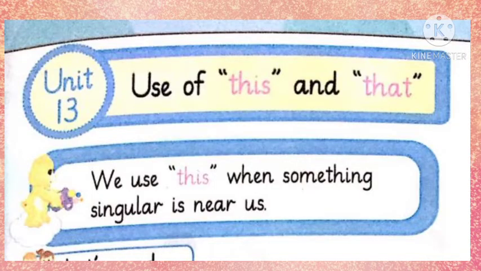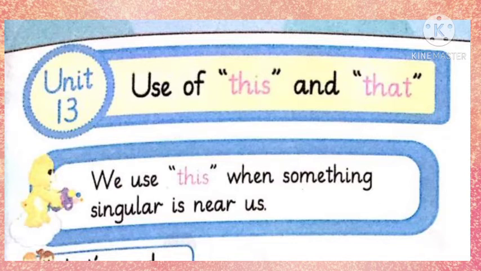Yes, it's unit number 13, use of this and that. We use this when something singular is near to us. जब कोई एक सिंगल चीज़ हमारे करीब होती है then we use this in the sentence. फिर हम उसके लिए this का word यूज़ करते हैं sentence में. और अगर कोई चीज़ दूर होती है then we will use that. So we use this when something singular is near to us. If a single thing, एक चीज़ अगर हमारे करीब होती है then we will use this.